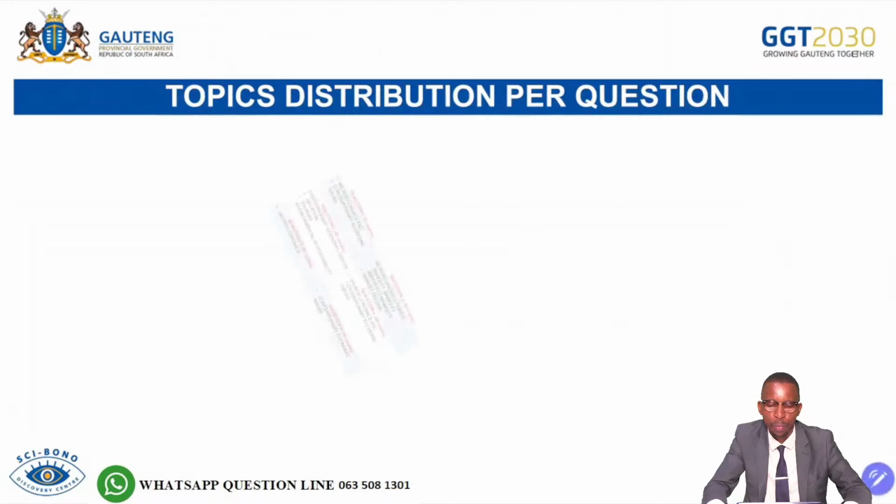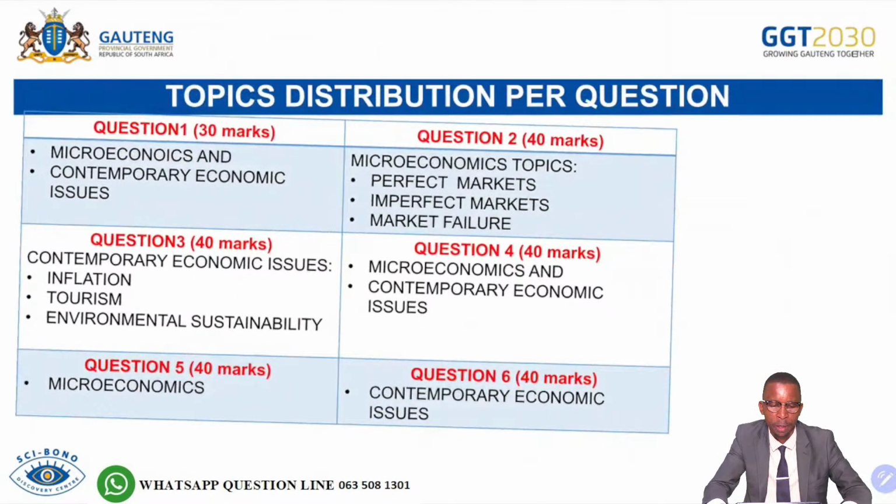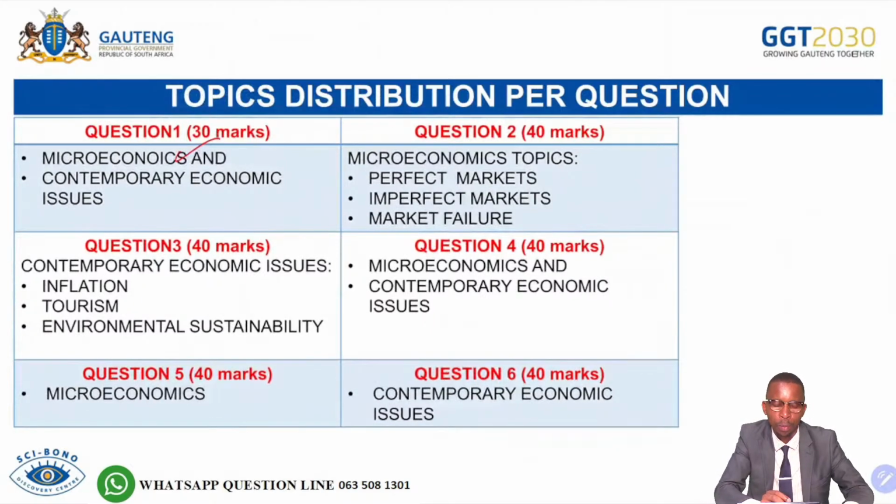So how are topics distributed across the question paper? Question 1 is 30 marks. In there you come across microeconomics topics as well as economic issues topics. In our question 2, which is section B, we have 40 marks. Within these 40 marks, we only have microeconomics, which is perfect market, imperfect market, as well as market failure. And then our question 3 is only contemporary economic issues.